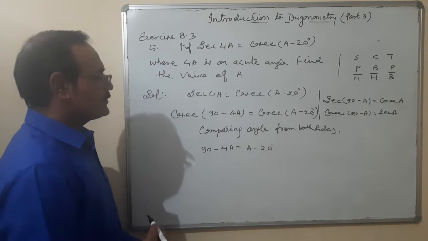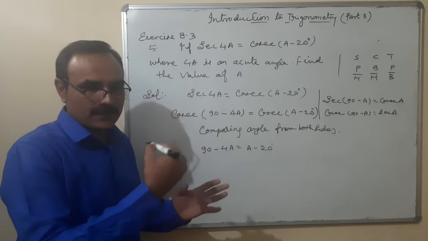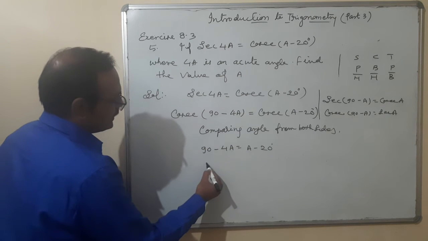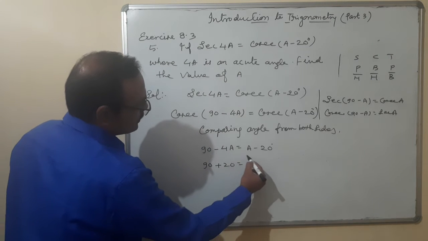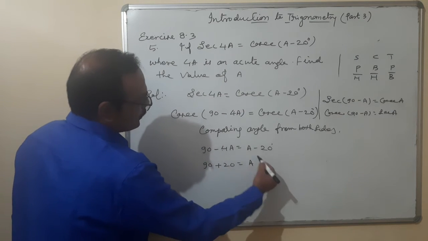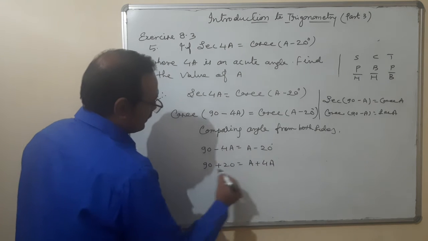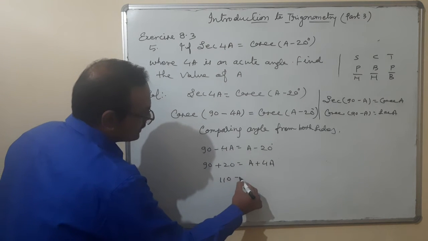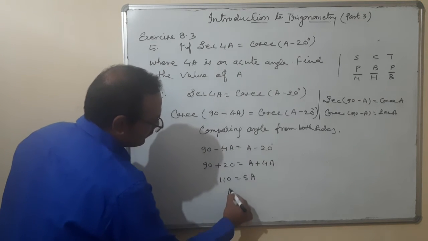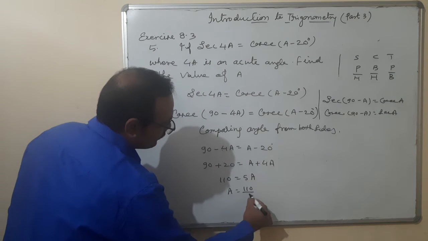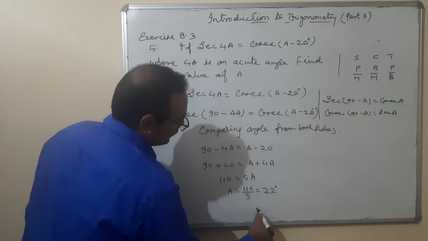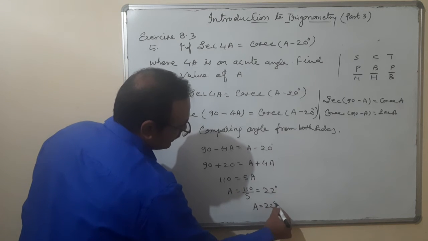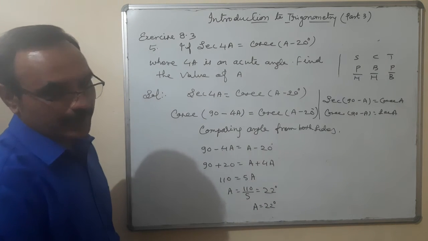Now you can see that since we are finding the value of a, we have to separate a on one side. 90 minus 20 will be shifted here, plus 20 is equal to a minus 4a, which is plus 4a. 90 plus 20, 110, is equal to 5a. Therefore, a is equal to 110 upon 5. 5 twos are 10 and 5 twos are 10, 22. A is equal to 22 degrees. This is the value of a.